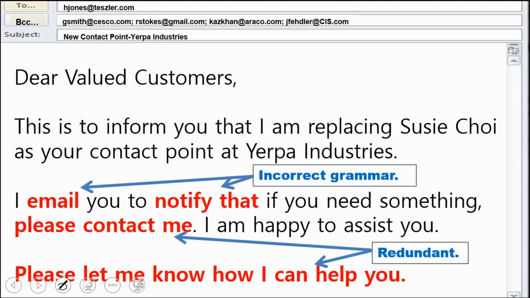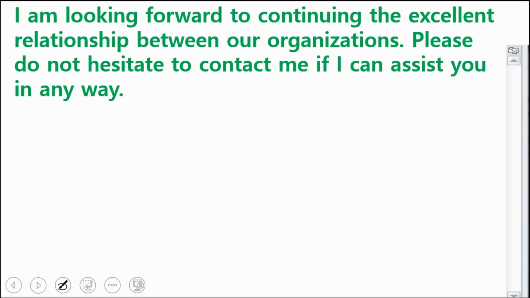The previous one, let me just go back there. I email you to notify that. Please contact me. I'm happy to assist you. It sounds a little basic, too elementary. This sounds much more sophisticated, more professional. I am looking forward to continuing the excellent relationship between our organizations. Please do not hesitate to contact me.